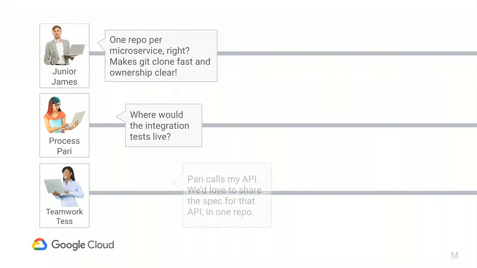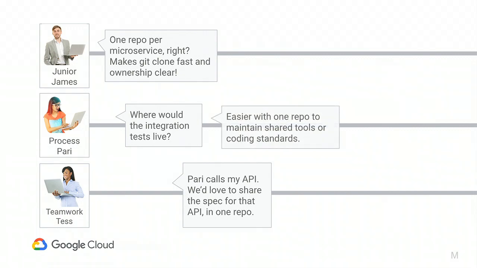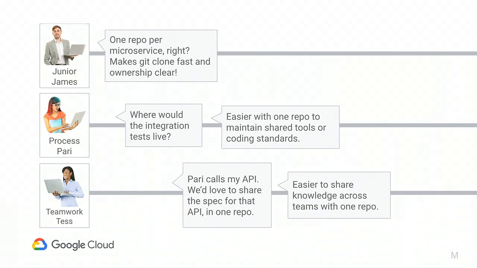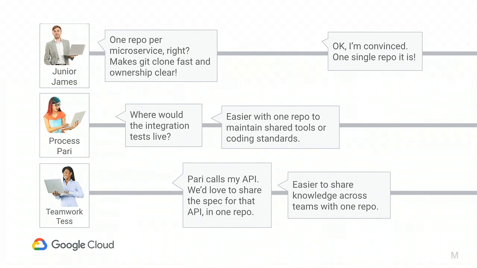Pari notes that there are some integration tests. Where would they live? Tess notes that there is some code calling each other across microservices. Where would the API specs for that live? Also, Pari rightly notes that sometimes they need to run shared tools across the code base. That's really easier to have with a mono repo, single code base. And it's, of course, easier to share knowledge. So after some discussion, James is convinced, OK, let's try the mono repo approach.